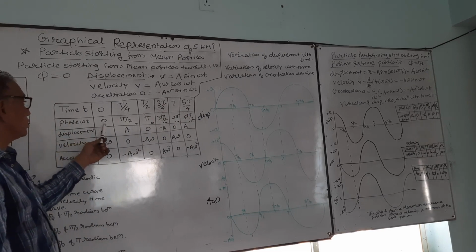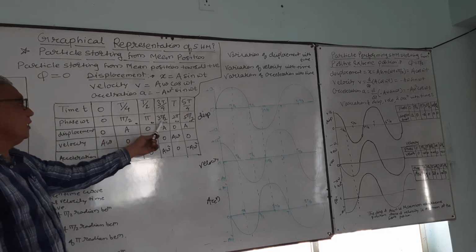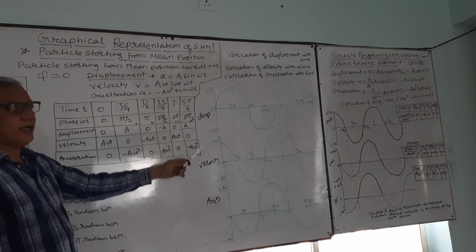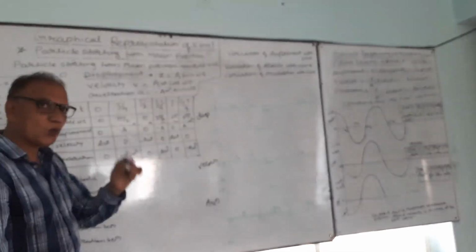We have to substitute these values: 0, pi by 2, pi, 3 pi by 2, twice pi and 5 pi by 2. Pi by 2 means, since the value of pi is 180, 180 by 2 is 90, then 180, 270, 360 and 450. Substitute all these values. We have to find the different values for displacement, velocity and acceleration.